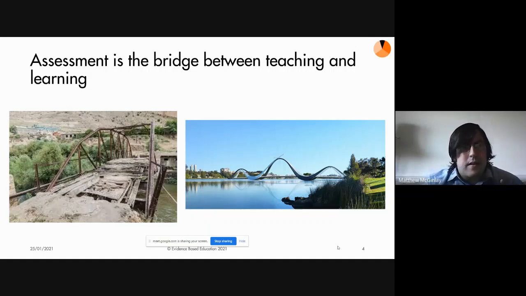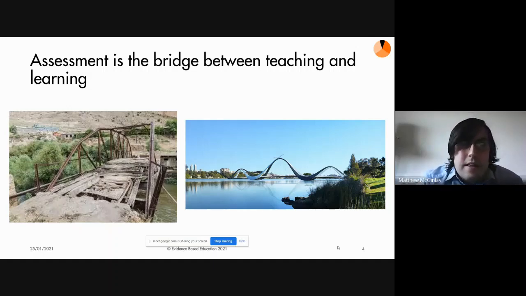But like anything, what we're trying to use with assessment is that bridge between what we've taught and whether students have learned that. But like all bridges, some bridges are better than others, and I've got the example of two bridges here in these images.